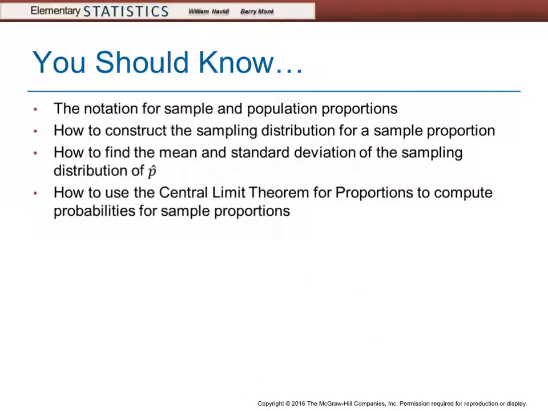So in this section, you should know the notation for the sample and population proportions, how to construct the sampling distribution for a sample proportion, how to find the mean and standard deviation or standard error of the sampling distribution of p hat, and how to use the central limit theorem for proportions to compute probabilities for the sample proportion.